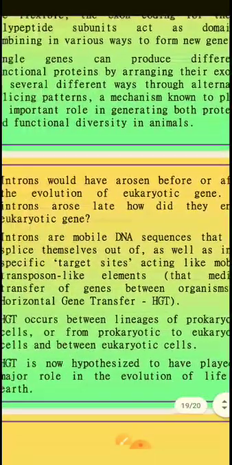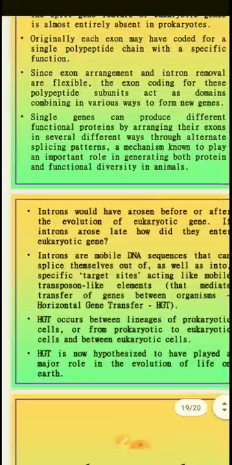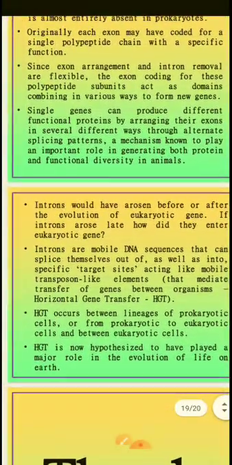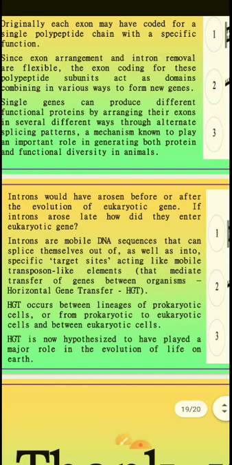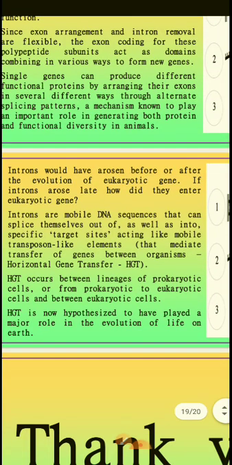This is the origin of the various proteins in the evolution of eukaryotic genes. If the introns arose later, how did they enter the eukaryotic genes? This question will arise from that. The answer is that introns are mobile DNA. They move from one place to a target site. I hypothesize they have played a major role in the evolution of life on earth.